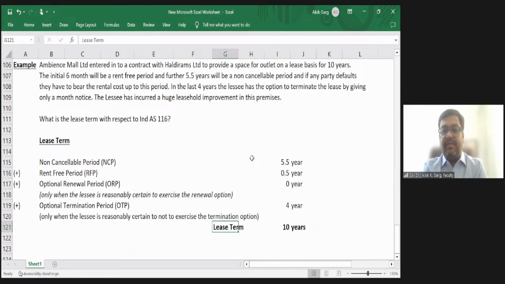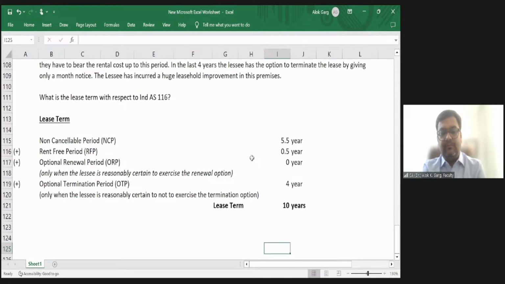The total lease term is 10 years. Right? It is 10 years. I hope it is clear to all of you, friends.